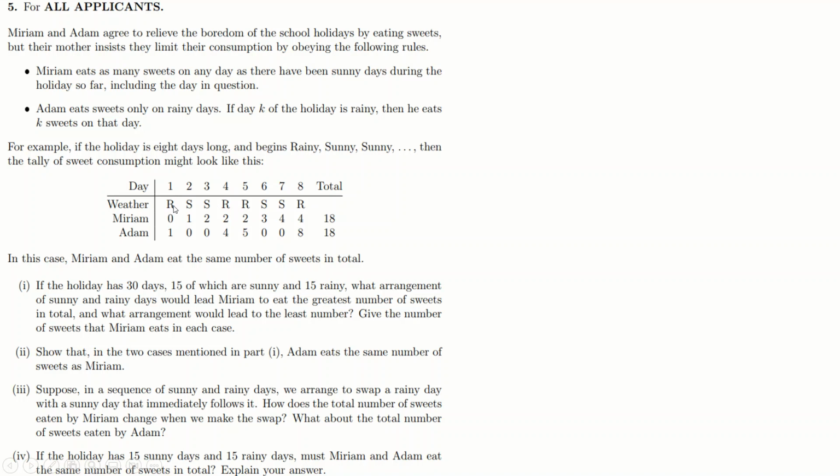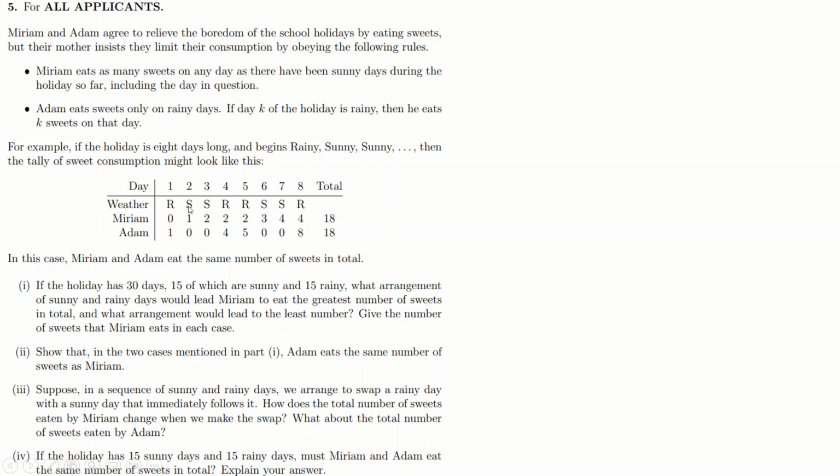Whereas Adam can't eat on sunny days. He's only allowed to eat sweets on rainy days, and he's allowed to eat the number of days that day is. So there. Okay, cool. And it just happens that these two amounts are the same here, which is interesting. If the holiday is 30 days, 15 sunny, 15 rainy, what arrangements would lead Miriam to eat the greatest number?